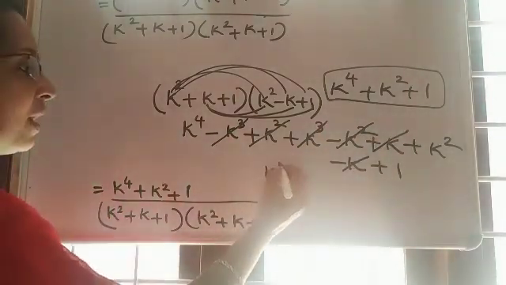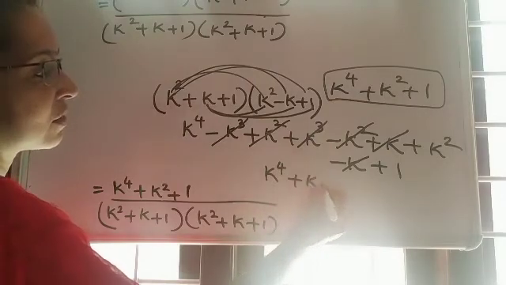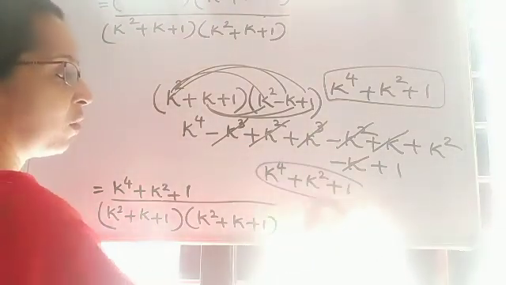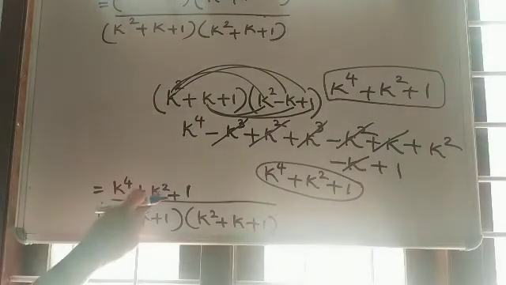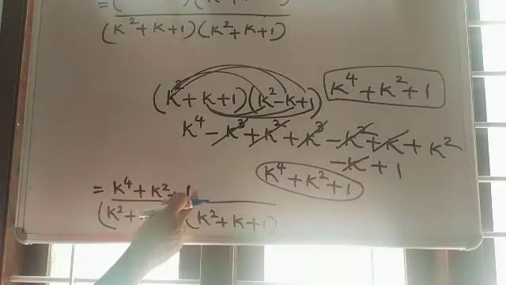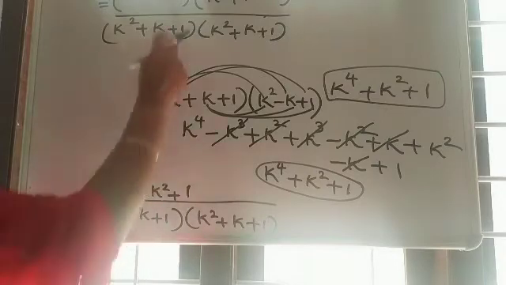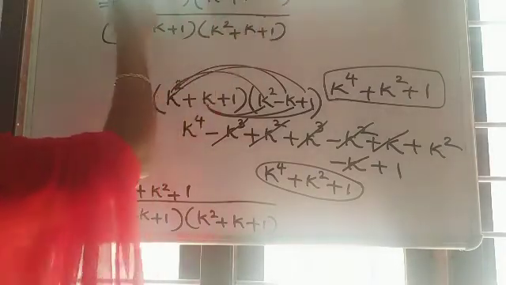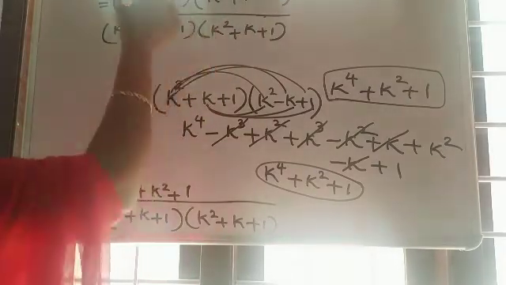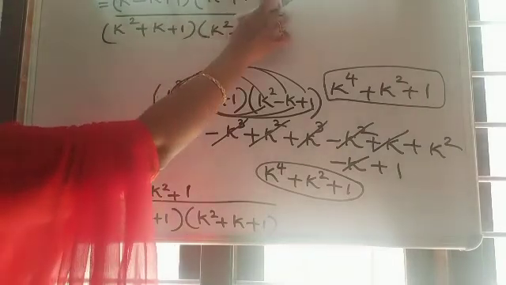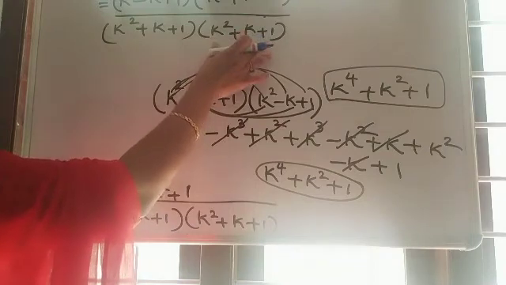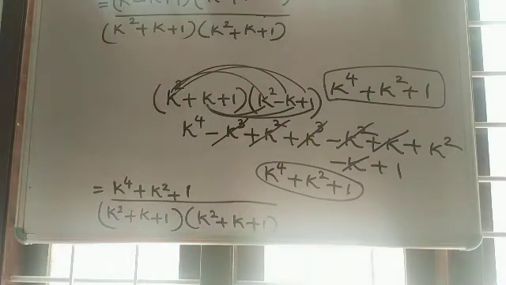Remaining, it will be k raised to 4 plus k square plus 1. That only we want to get, no? So instead of k raised to 4 plus k square plus 1, we are writing it as k square plus k plus 1 into k square minus k plus 1. Look at the denominator k square plus k plus 1, and depending upon that we are writing.